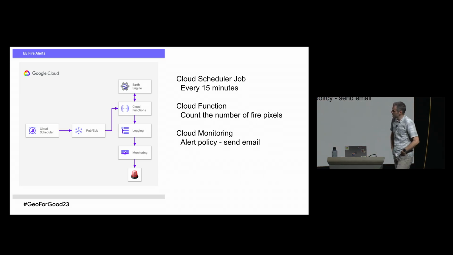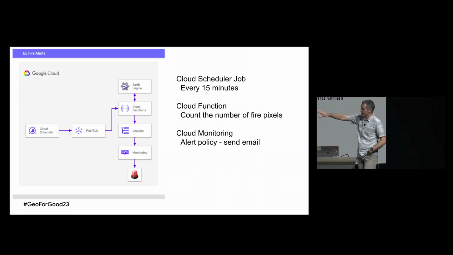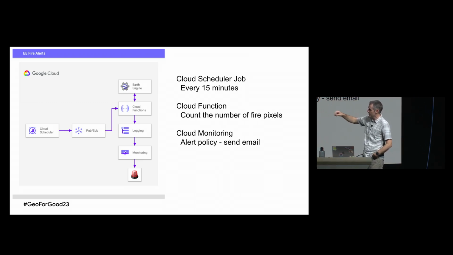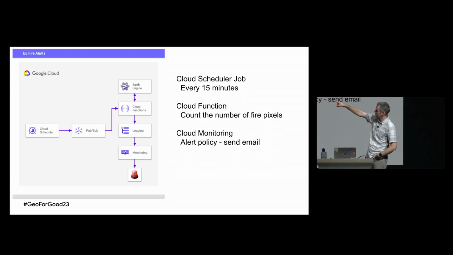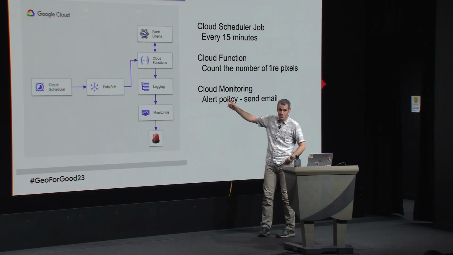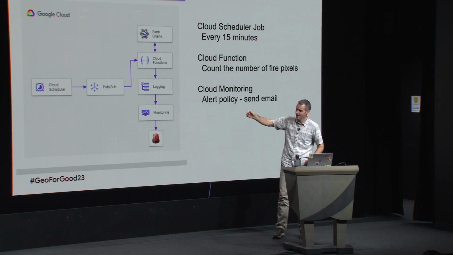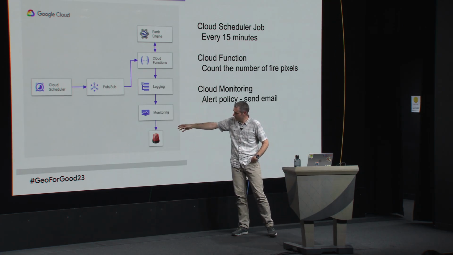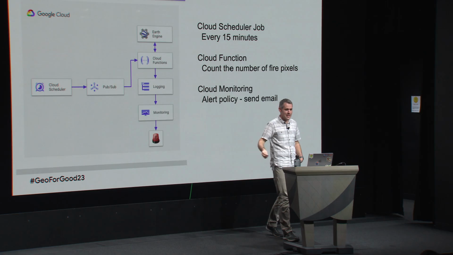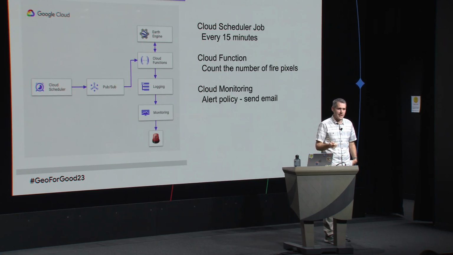And this is just to give you an example of the tools that I used in Google Cloud. Cloud Scheduler kicked off every 15 minutes. It ran an Earth Engine script. It used Pub/Sub to invoke a Cloud Function that actually kicked off that Earth Engine script. And then using logging, if you were at Geo for Good last year, you'll recognize this was Michael DeWitt's session that he taught, using logging and monitoring, it was able to send me an email if it detected an increased number of fire pixels.